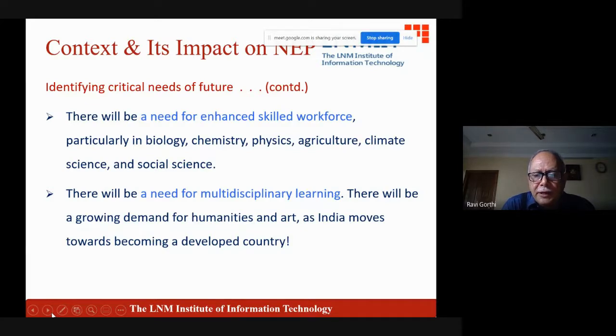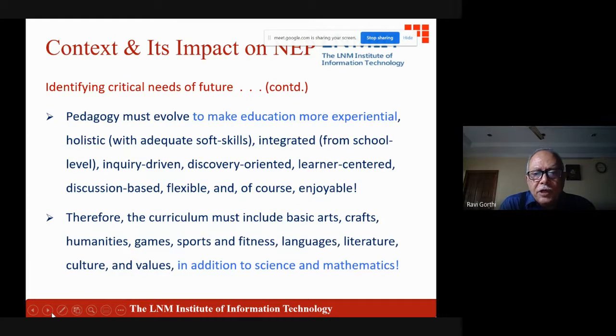There will be a growing demand for humanities and art as India moves towards, besides the sciences and mathematics, etc. Pedagogy must evolve to make education more experiential. Beautiful. So no cramming and getting by heart and producing in the exams and then getting those marks. More experiential, holistic, with adequate. How do they play in the society? Integrated from primary school to higher education. Inquiry driven, discovery oriented, learner centered, discussion based, flexible. So a good set of influencing factors are identified.